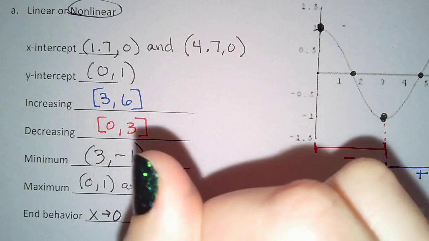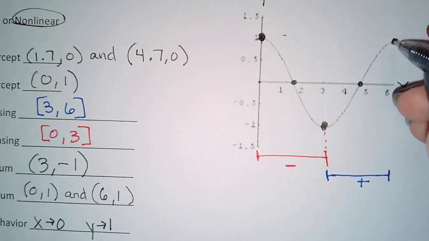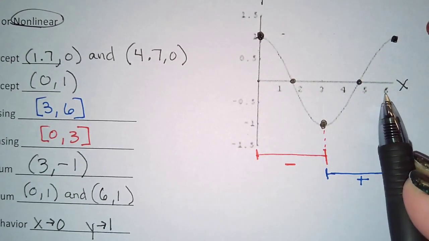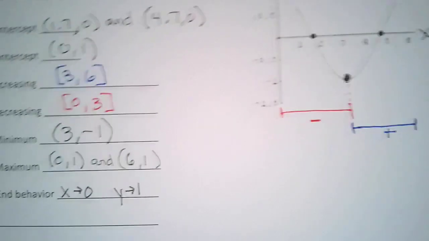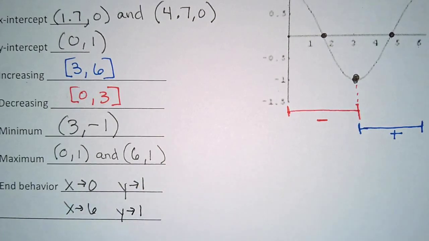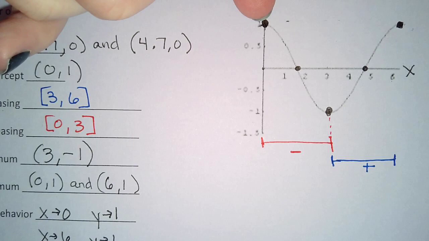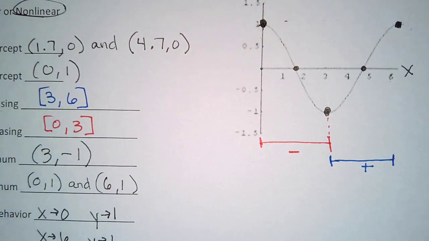Again, don't stress over end behavior. Okay, over here, x is going towards what number? 6. And our y is going towards 1. So x is going towards 6, y is going towards 1. Or on the left side of our graph, we're at 1. On the right side, we're at 1. On both ends.